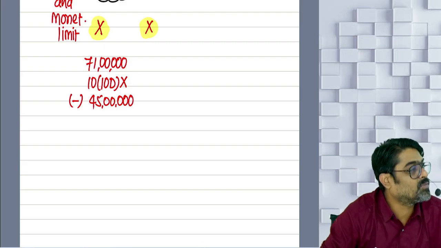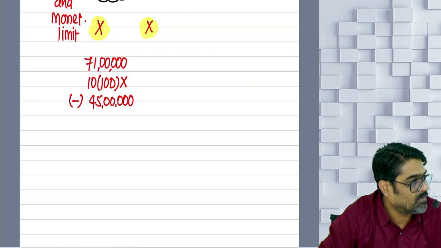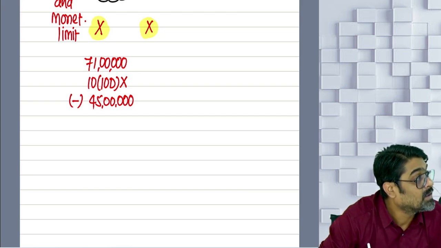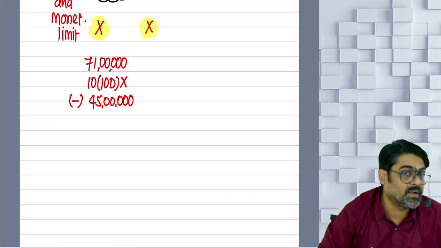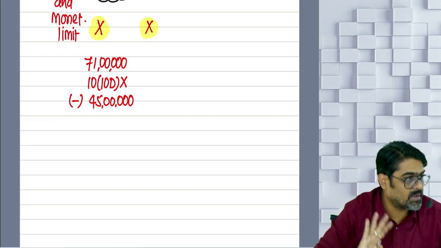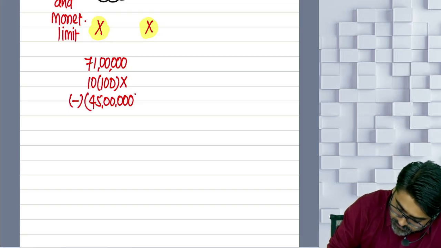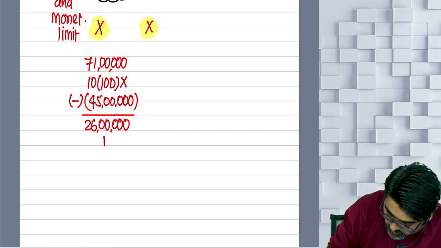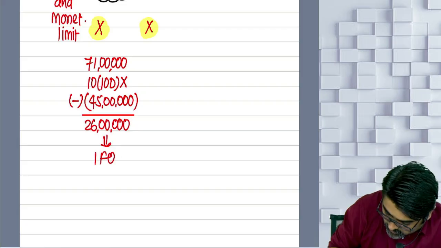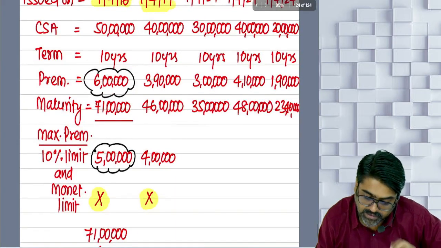If the policy was for 15 years, then for 15 years the premium would have been paid. Why am I taking 10 years? Because the term is 10 years. If the policy term was 5 years, then for 5 years whatever premiums were not allowed, reduce that. This 26 lakh will be treated as your income from other sources. Understood?